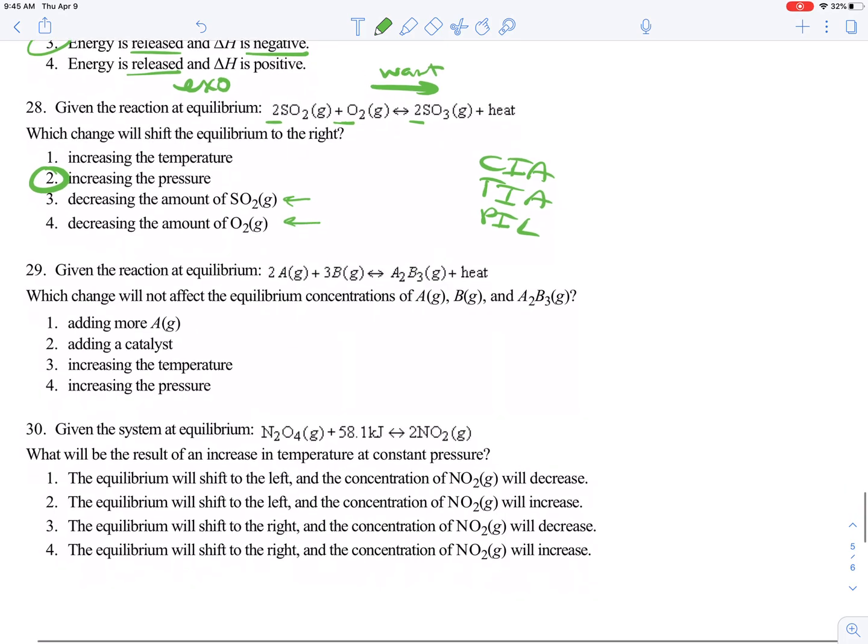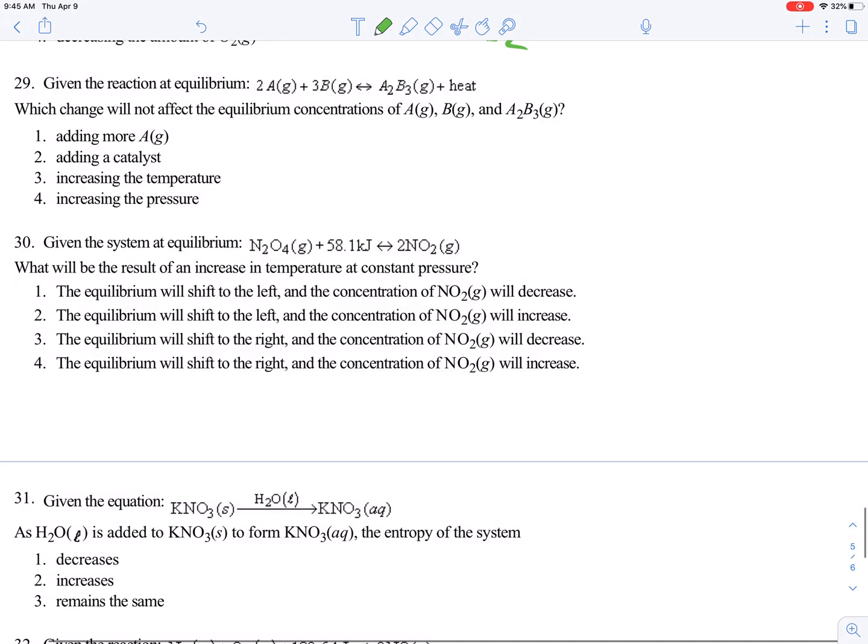Number 29, what change would not affect the concentrations of A, and so on? A catalyst. All of these other things, that's CIA, that's TIA, that's PIL, those will all cause a shift, but adding a catalyst will not.